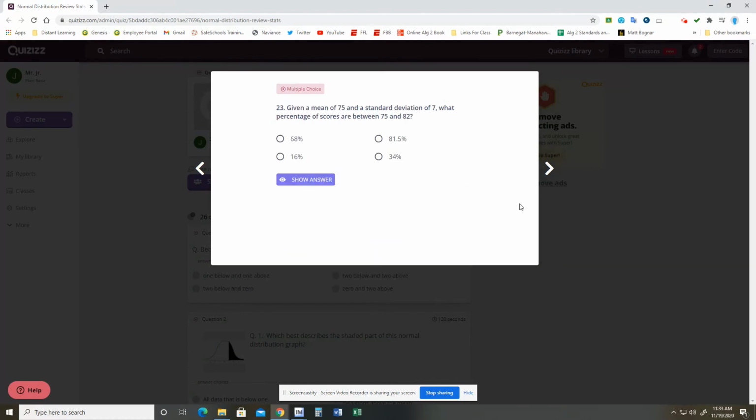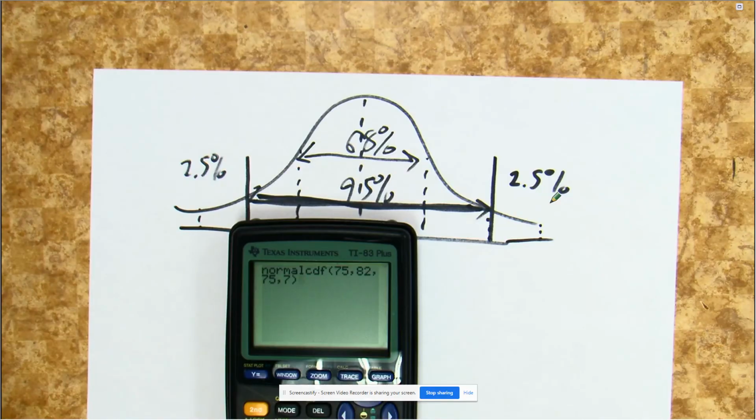Number 23. Given a mean of 75 and a standard deviation of 7, what percentage of scores are between 75 and 82? Again, this is one of those normal CDF problems that you could do, although you could do an empirical rule here. I'm going to show you how you can do it both ways. What I'm typing into my calculator now, which I'm going to flip over, are the limits of 75 and 82 with a mean of 75 and a standard deviation of 7. And you can see that in that order: lower, upper, mean, standard deviation, which gives you approximately 34%.